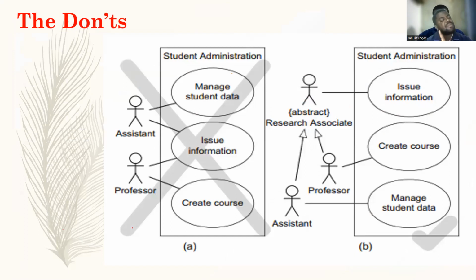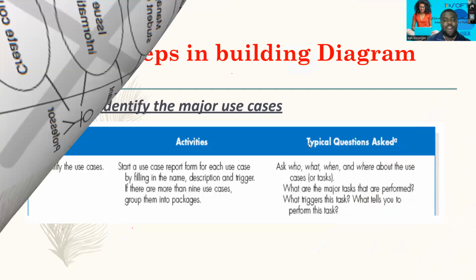You remember the concept of generalization, right? We said that with generalization between two actors, an actor inherits all the use cases of the other actor. See, in this example, we created a new actor called Research Associate. And what does he do? He issues information. So it means that assistant is inheriting what the research associate is doing, and professor is inheriting what the research associate is doing. In this way, they both share a use case, but through a relationship like generalization. And this is what use cases are all about.